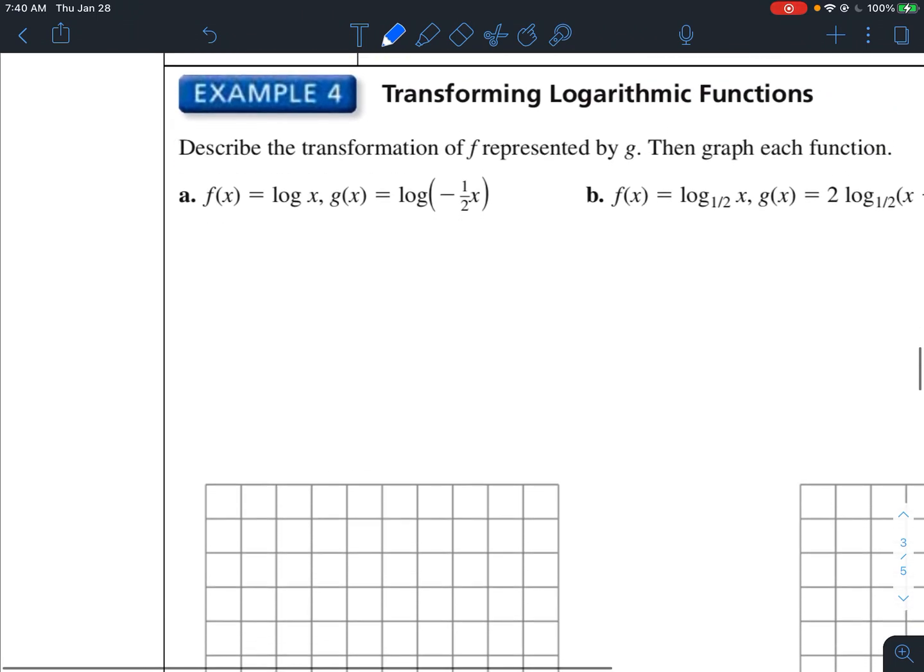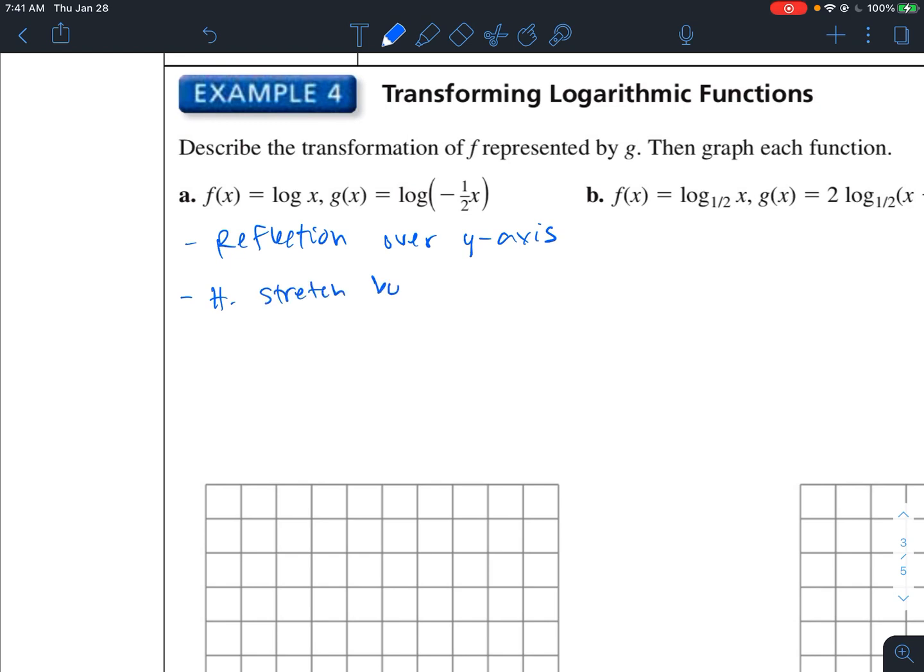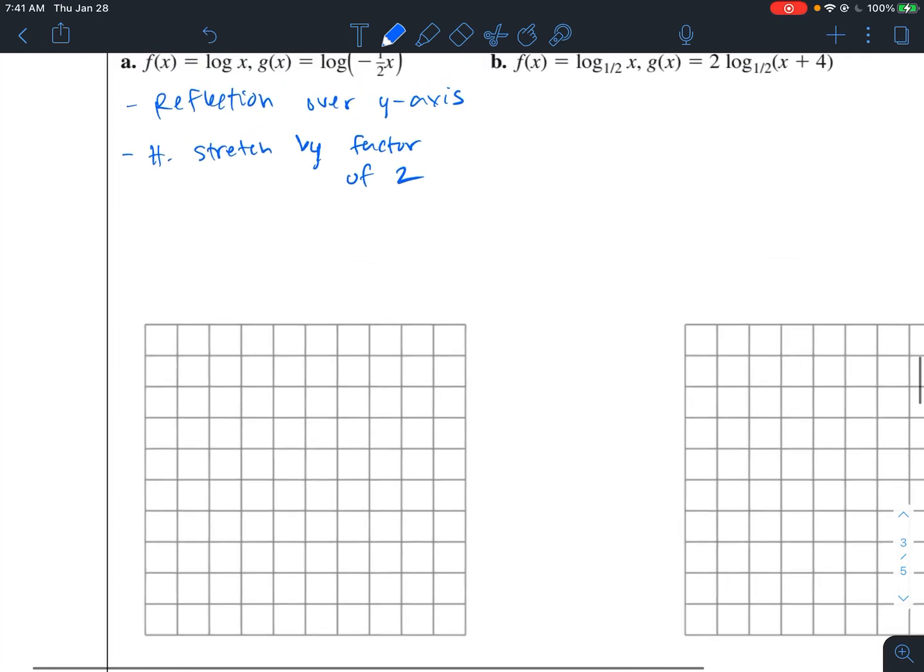But I noticed that all the changes are happening inside of the argument. So that means they're horizontal changes. So I know that because it's being multiplied by a negative number, that's a reflection over the y-axis. And it's being multiplied by 1/2, and it's inside, so it's a horizontal stretch by a factor of 2, so a factor of its reciprocal. Horizontal stretches and shrinks are always stretch or shrink by a factor of the reciprocal. Okay, so those are the 2 transformations.